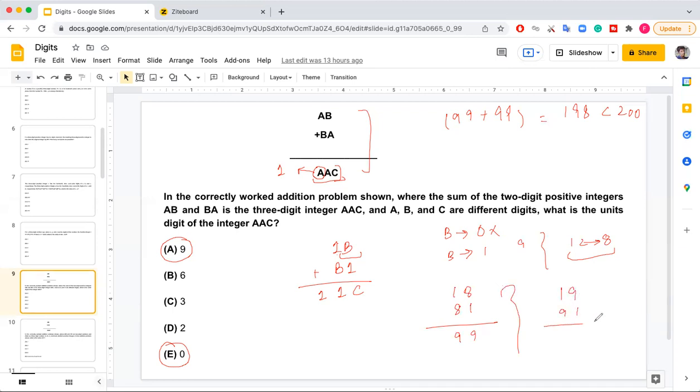So if we proceed forward, this is 9 plus 1, 10. 1 is carried on here, 9 plus 1, 10. This is 11. And this is A, this is A, and this is C. That's why C has to be 0, considering B has to be 9. And if you take any value of B less than 9, the result is not a 3-digit integer. Anyone got this?